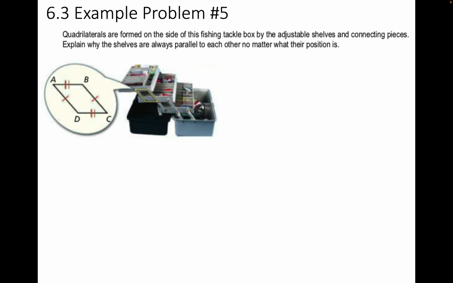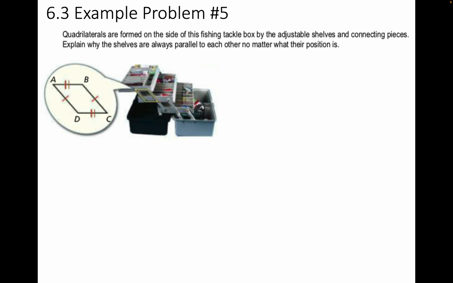It's a great box. It has a lot of different containers in it, a lot of different spaces for things, and when you close it up, it all closes together. But when you open it up, you can see all the different shelves, as you can see here. And it works using parallelograms. So it tells us here that quadrilaterals are formed on the side of this fishing tackle box by the adjustable shelves and connecting pieces. Explain why the shelves are always parallel to each other no matter what position it's in.